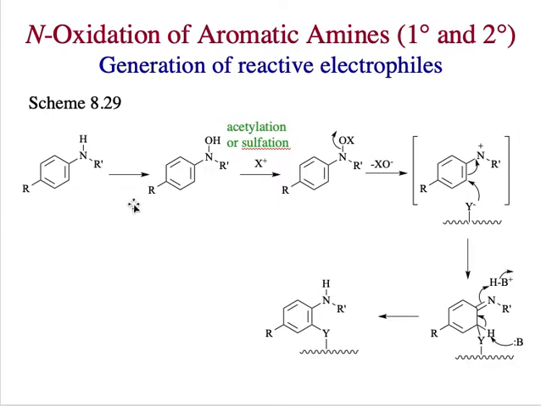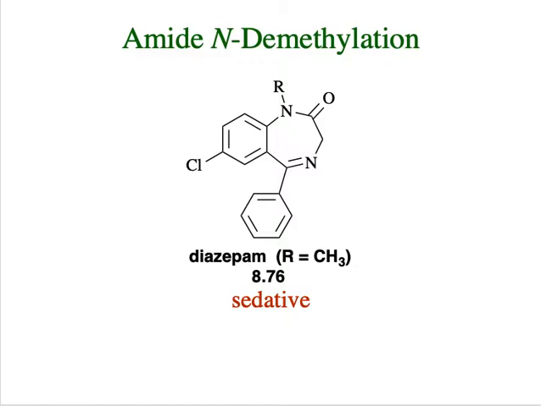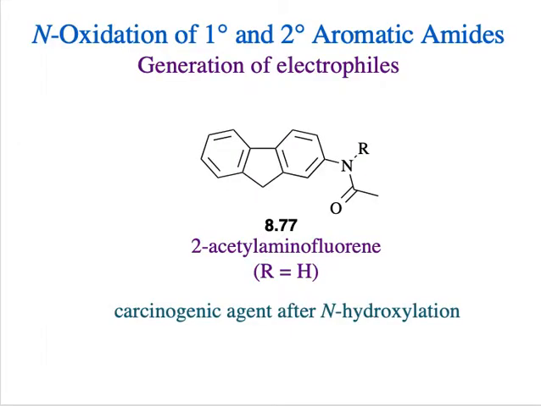You wouldn't think of an aniline as something you'd want to turn into an electrophile, but this is something that certainly happens. An example of this is how your body processes diazepam. It's a benzodiazepine, commonly known as Valium, where that methyl group can be removed through that kind of oxidation. That's the beginning of breaking down Valium, the key step, so it's no longer an active drug and can be secreted.